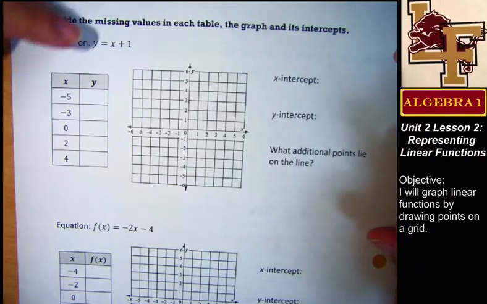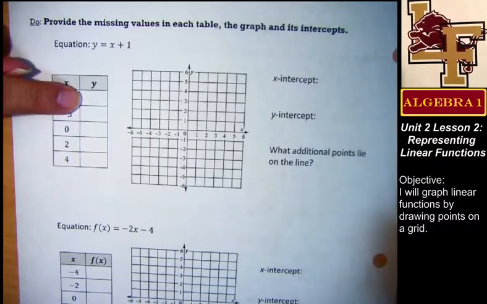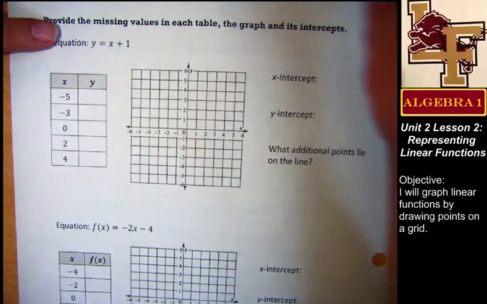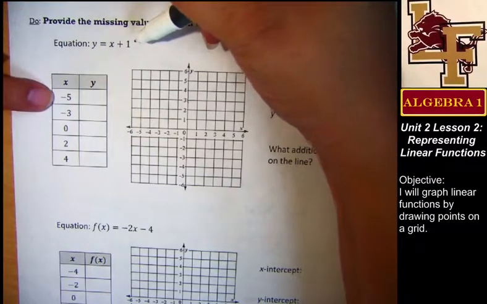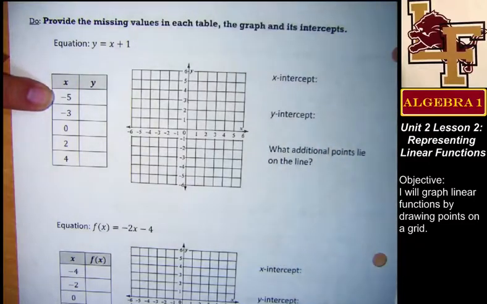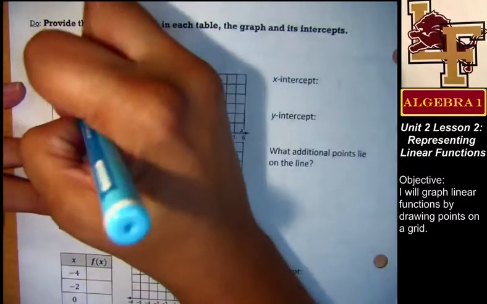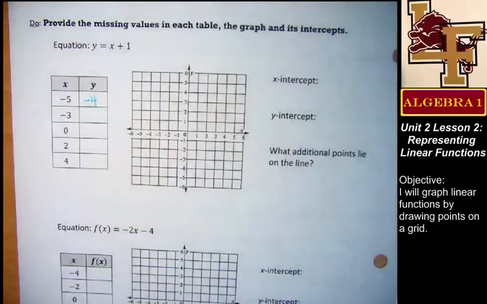All right, let's figure out what point needs to go here. I have been given the equation y = x + 1. Here's my value of x, negative 5. Negative 5 plus 1 is? Negative 4, and so that's the value for y. That's it. That's all it is to find these points.